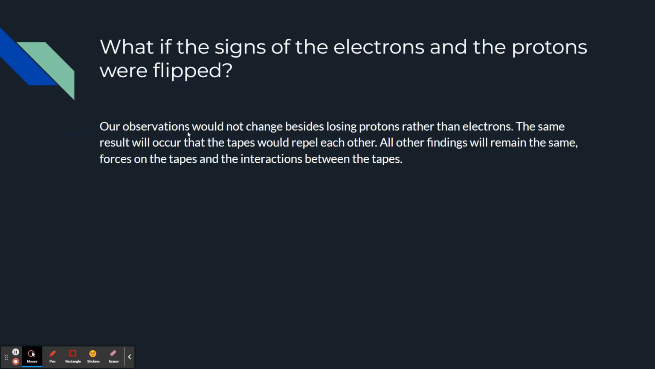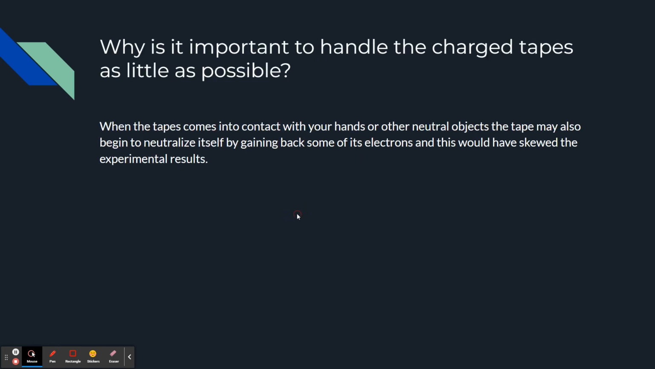So, what if the signs of the electrons and the protons were flipped? Our observations would not change, besides losing protons rather than electrons. The same result will occur, that the tapes would repel each other. All other findings would remain the same: forces on the tapes and their interactions between the tapes.